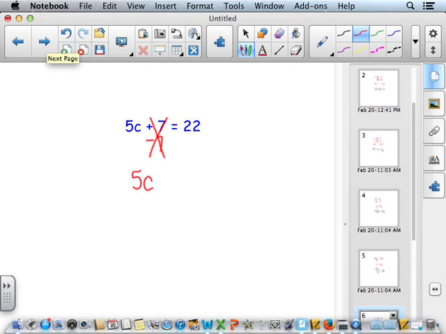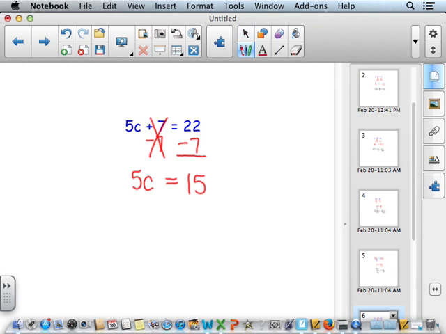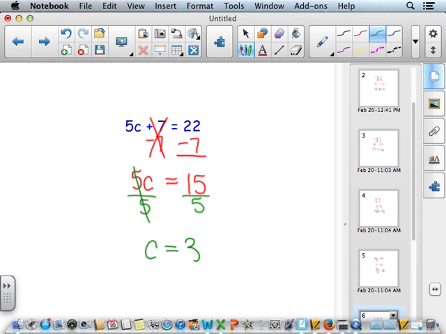If I subtract 7 on the left side of my equation, I must also subtract 7 on the right side of my equation. And 22 minus 7 is 15. Now, I'm back to a one-step equation where only one operation is involved. 5 times c equals 15. So now I'm multiplying my variable term by 5, and to solve, I will divide each side of my equation by 5. 5 divided by 5 is 1, and 1c is just c. 15 divided by 5 is 3, so my solution is c equals 3.